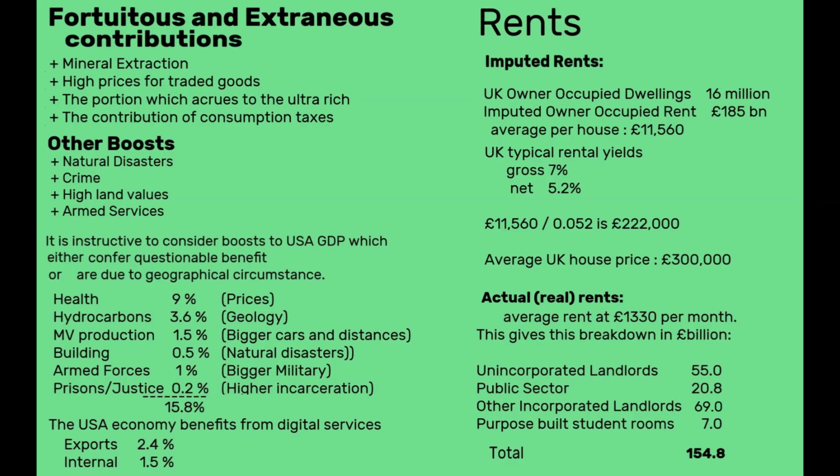What brings about a high GDP per person? If the GDP of high GDP countries were to be adjusted to discount the following: the contribution of mineral extraction, the high price of certain goods and services, the portion which accrues to ultra high worth people, and the contribution of consumption taxes, then variations between the advanced economies are actually quite small. Countries which suffer the effects of natural disasters, crime, high land values, or financing armed forces will have higher GDP.